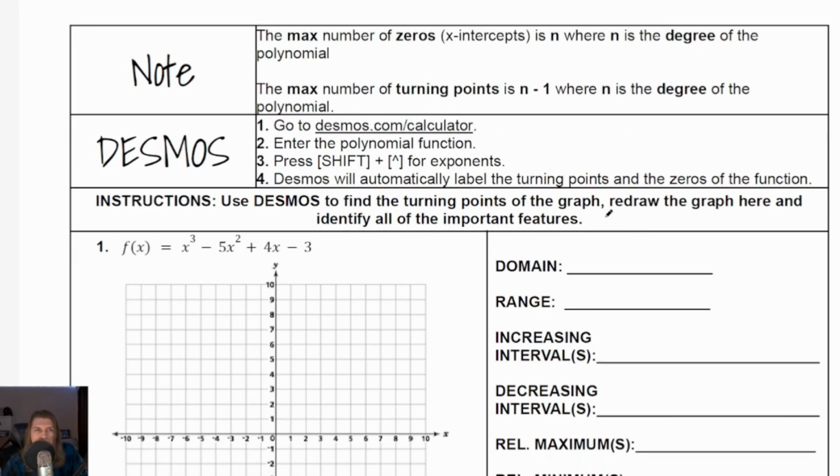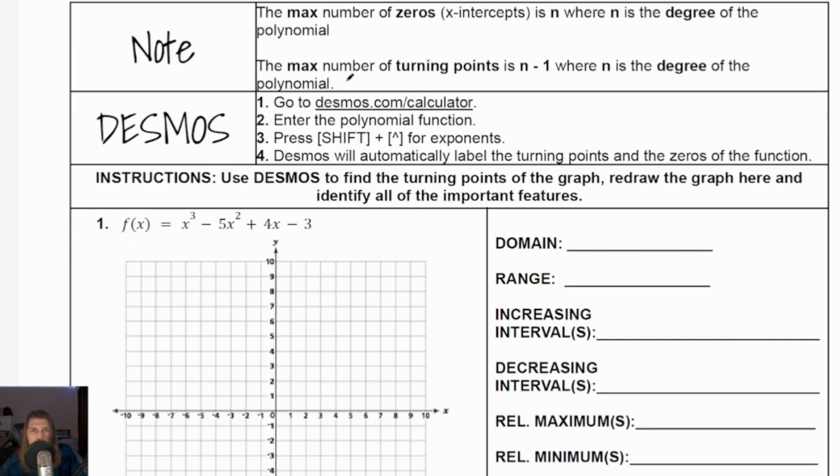So next, I want to have a quick note that the max number of zeros, so the x-intercepts, is n, where n is the degree of the polynomial. All this means is if we have a degree of 3, then the max number of zeros that we can have is 3. It doesn't guarantee that we're going to have 3. It just says that that is the max number of zeros that we can have.